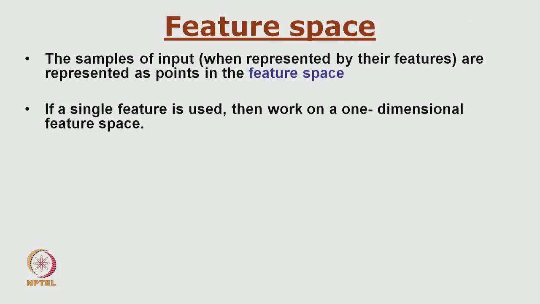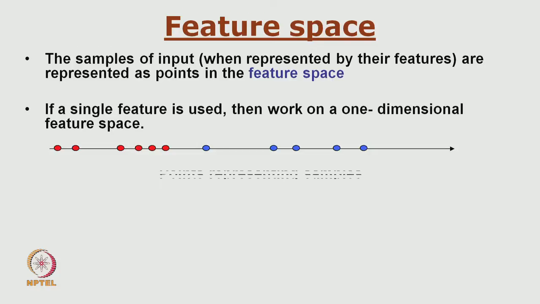We talked about this feature space some time back, so I am not going to introduce it in a big way again, but we all know that the samples of the input, when represented by their features, are represented as points in feature space. A single feature is a one-dimensional example. This is a simple example where points represent samples in feature space. If I remember correctly, we had used this slide earlier in a classification versus clustering example as well.